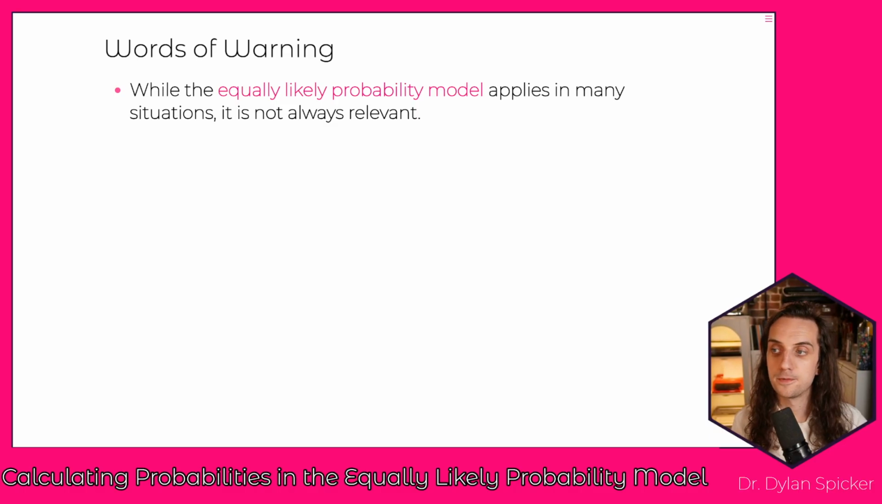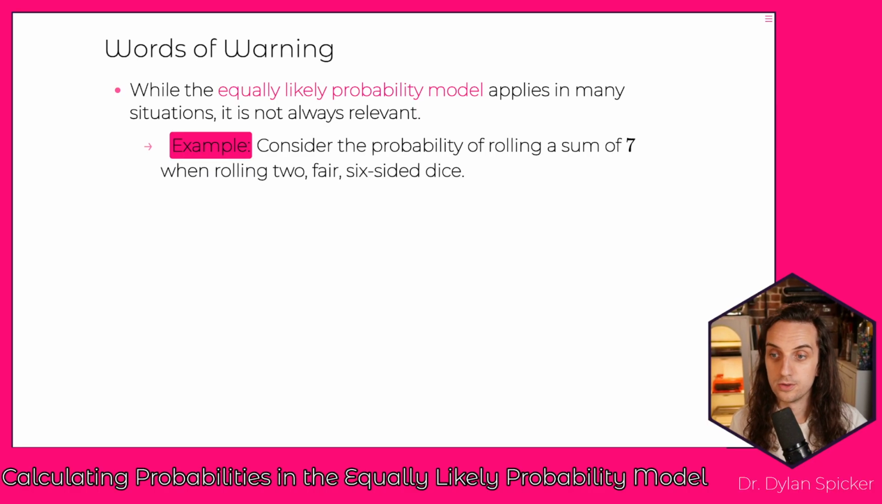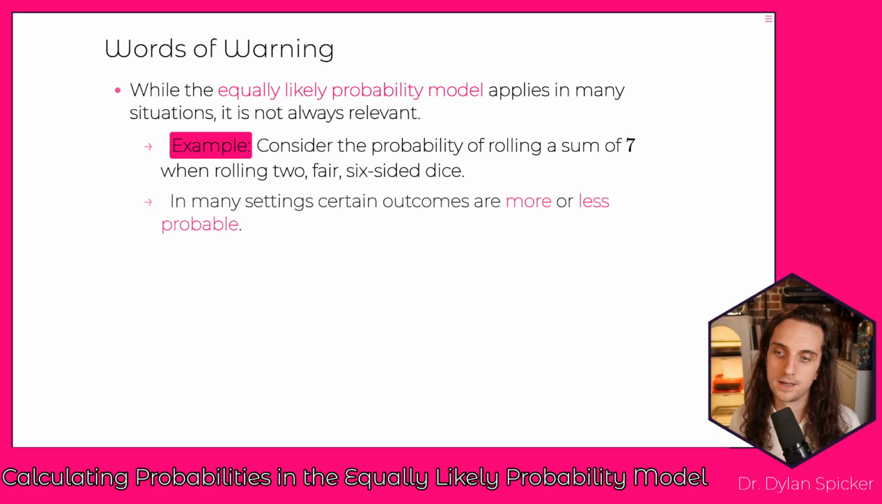While the equally likely probability model applies in many situations, it's not always going to be the probability model that's relevant. So, for instance, if you consider rolling a sum of 7 when you're rolling 2 fair 6-sided dice, if you consider the sums on the dice, we're no longer dealing with an equally likely probability model. 7s are more likely than 2s or than 12s.